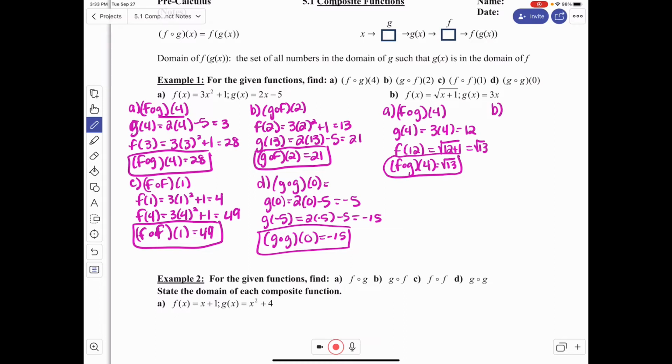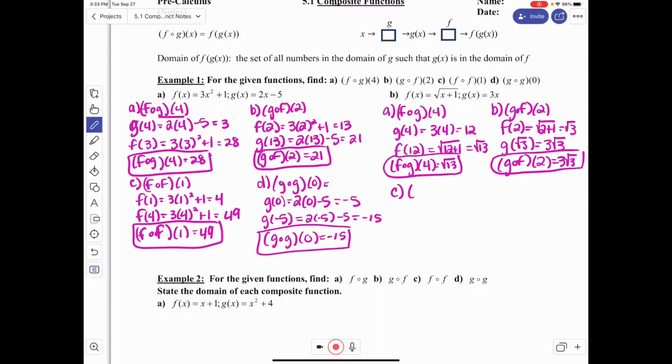For B, we have g of f of 2, so we do f of 2, which will be the square root of 2 plus 1, which is the square root of 3. And then we do g of the square root of 3. So that's just 3 times the square root of 3, and that's it. We can't simplify that anymore. So g of f of 2 is 3 square root of 3.